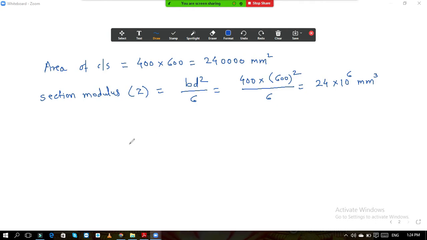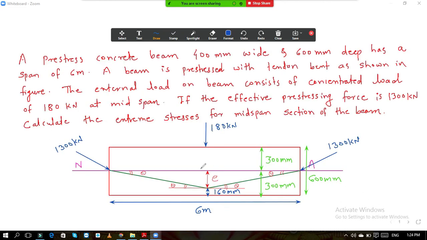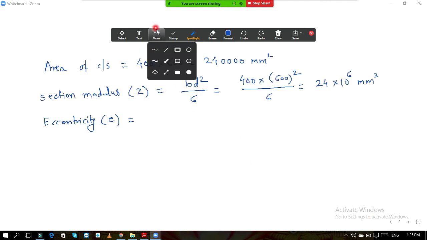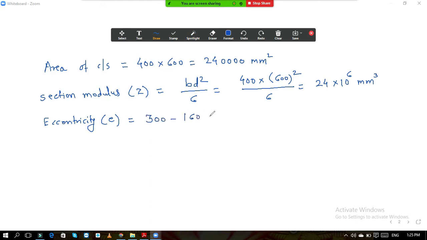Now we will calculate the value of eccentricity E. So how much is the eccentricity E? If we see, this total distance is 300, out of which this much is 160. So this remaining must be 140. 300 minus 160 is equal to 140 mm.